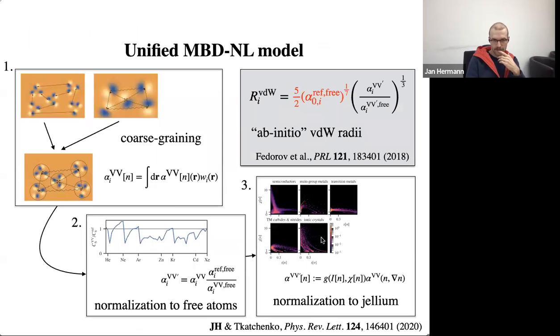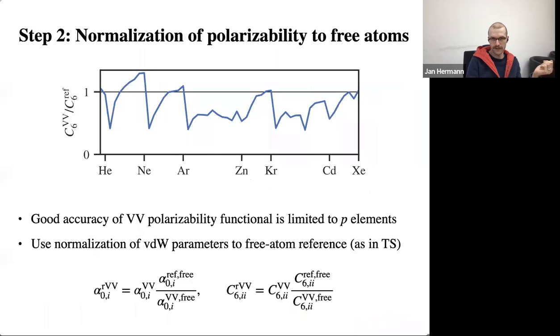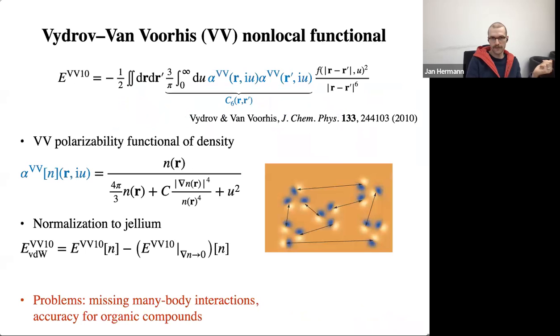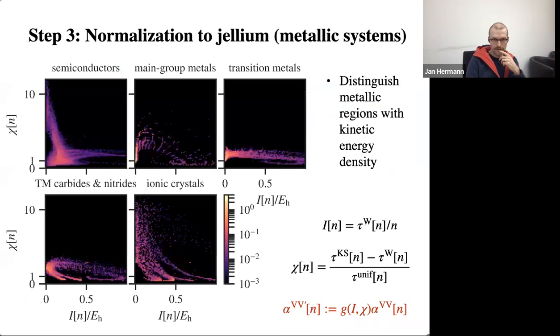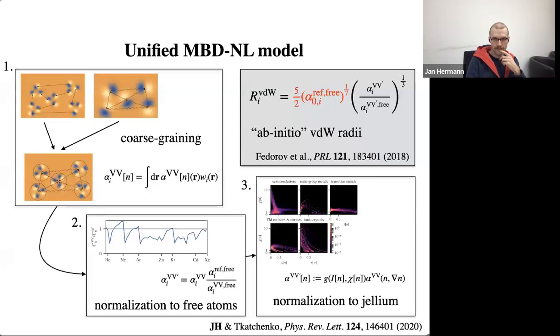Okay, so then this combined, so you take the coarse-grained polarizabilities and C6 coefficients, you normalize them to free atoms, you normalize to uniform electron gas, and then you plug it back into the many-body dispersion Hamiltonian and get your van der Waals energy out of it. And so now some results with this.